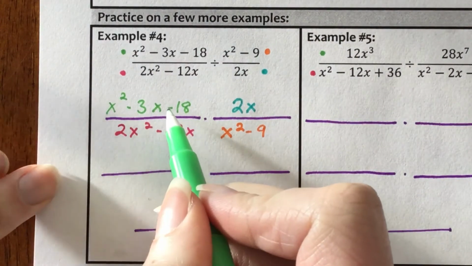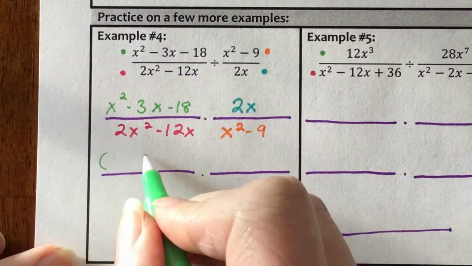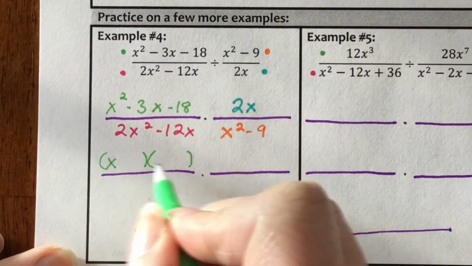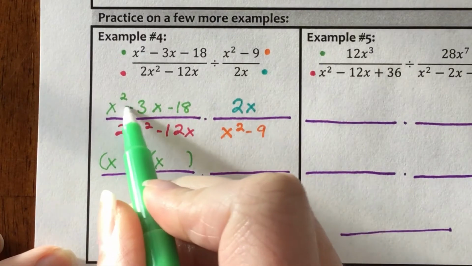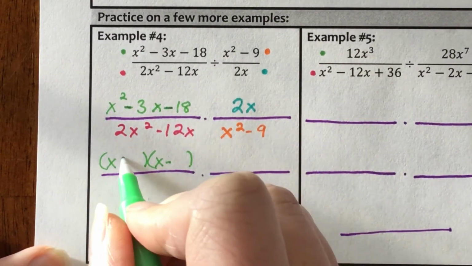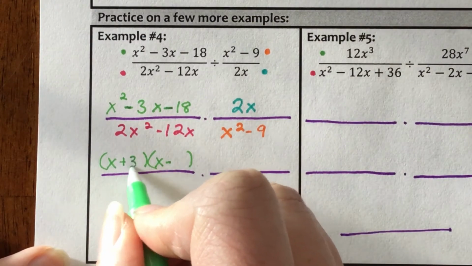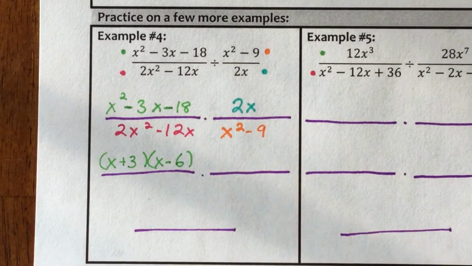Our top on green is a trinomial shortcut, so that's going to be our x and our x. Big number is negative, small number has the opposite sign. Looks like positive 3 and negative 6.